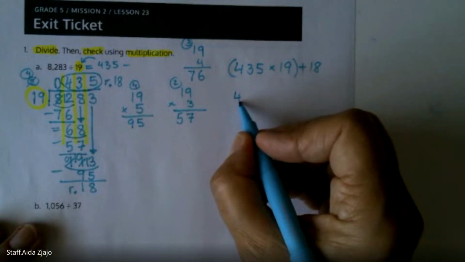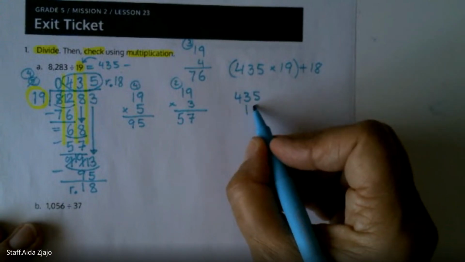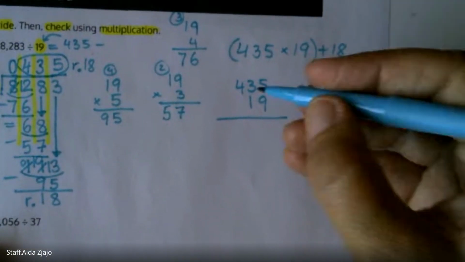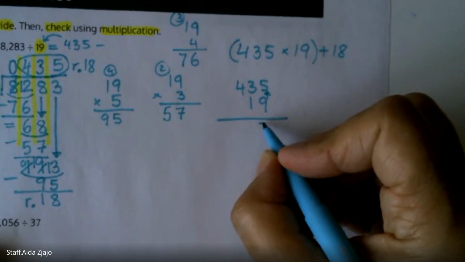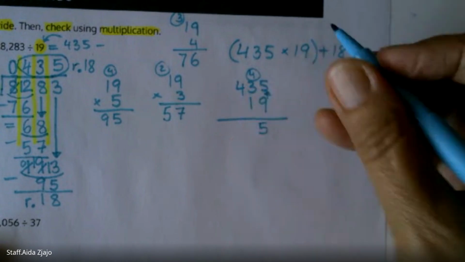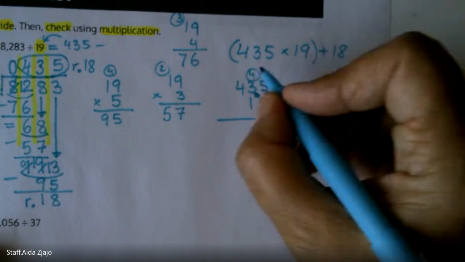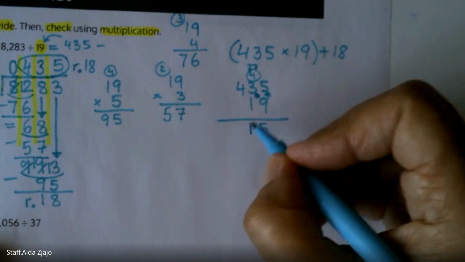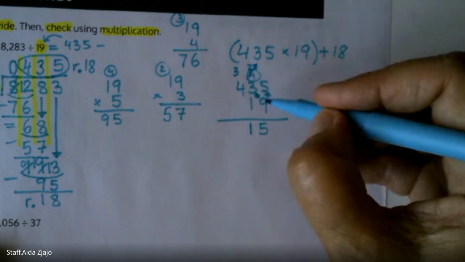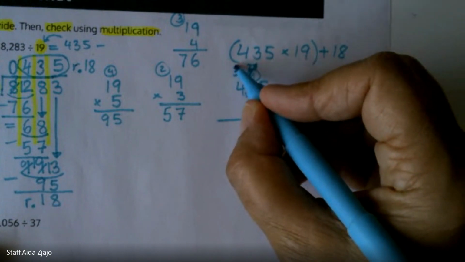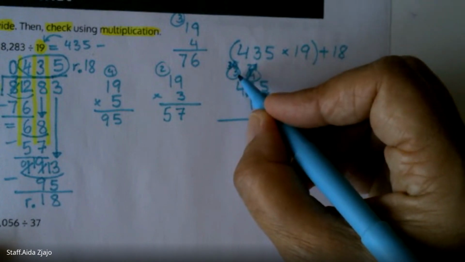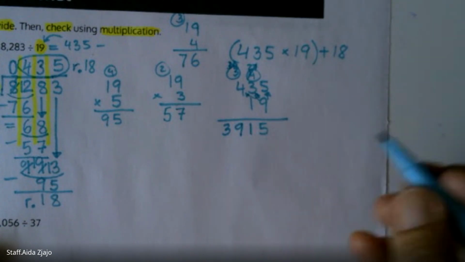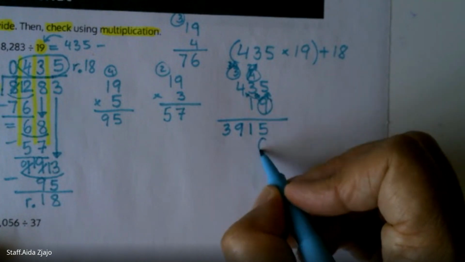So let's do 435 times 19. 9 times 5 is 45. 5, remember 4. 3 times 9 is 27, plus 4 is 31. 1, I remember 3. 4 times 9 is 36, plus 3 is 39. And then I'm done with the 1s, so put the 0.